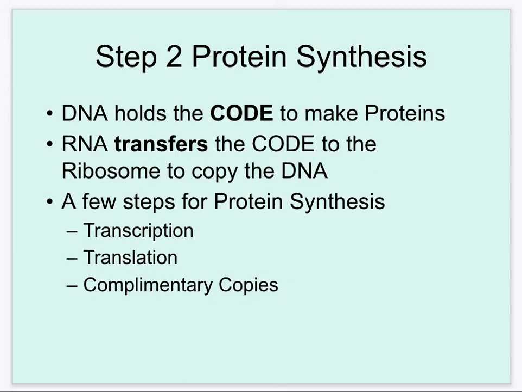Step 2 is protein synthesis. So DNA holds the code to make proteins. RNA transfers the code to the ribosome to copy the DNA. So we haven't talked about RNA yet. We will in a second. RNA is a smaller molecule similar to DNA, but it's single-stranded, and it actually brings the code to the ribosome. There are a few steps for protein synthesis: transcription, translation, and then complementary copies.